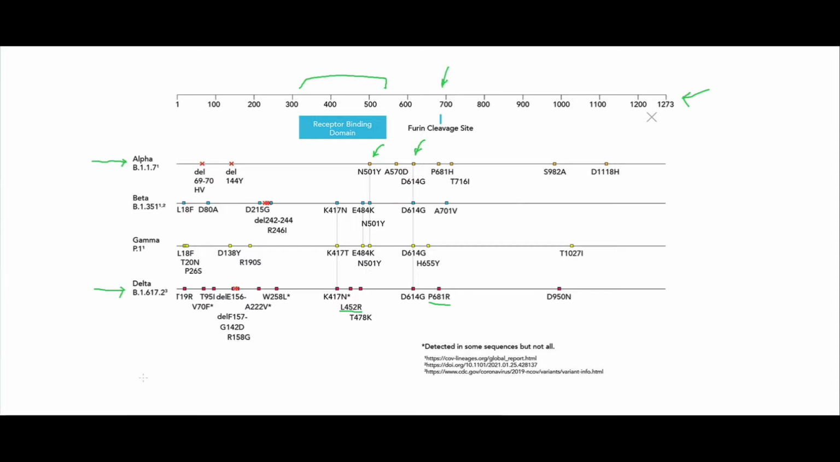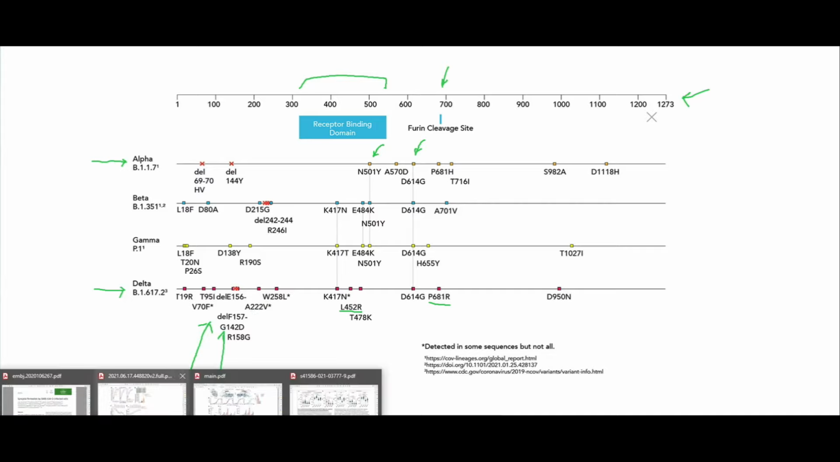There are some deletions that occur down here near the N-terminal side, and if I remember correctly, that has to do with the binding of certain types of immunoglobulins onto the spike protein. So these deletions sort of neutralize those antibodies. But anyway, I wanted to look at a few papers here.